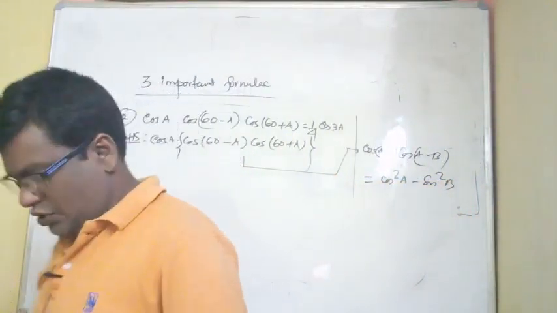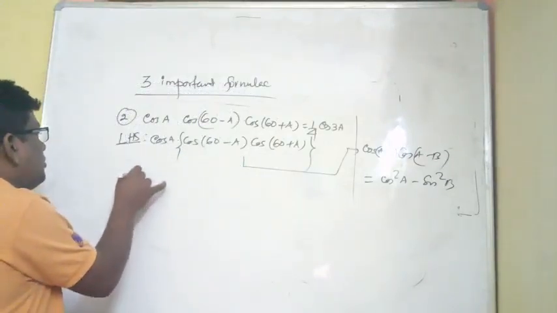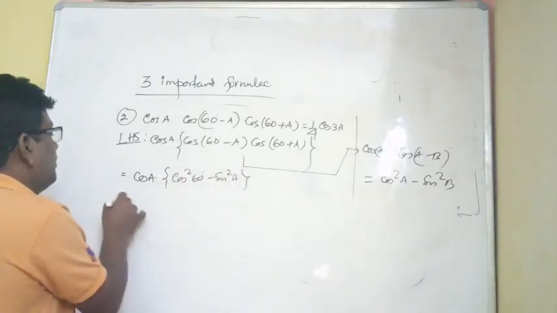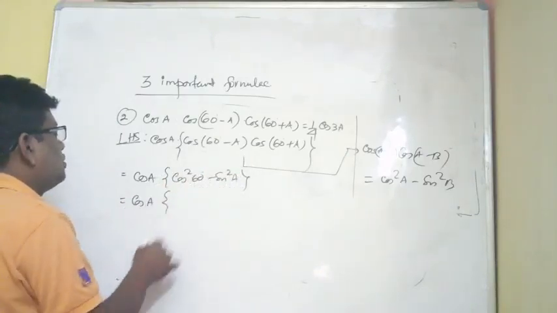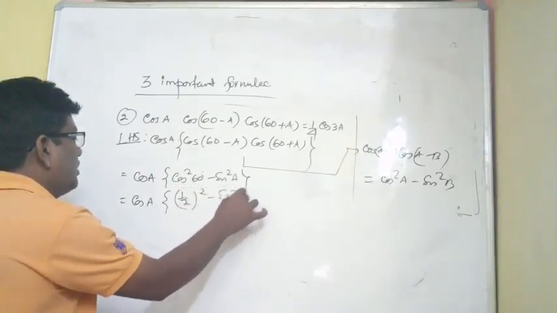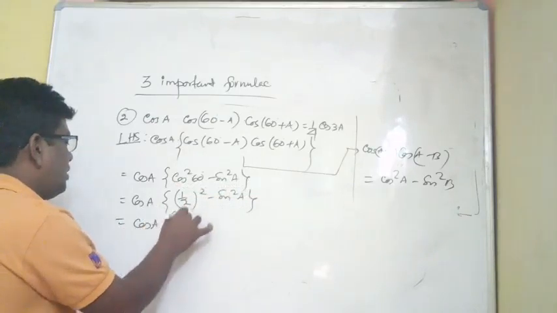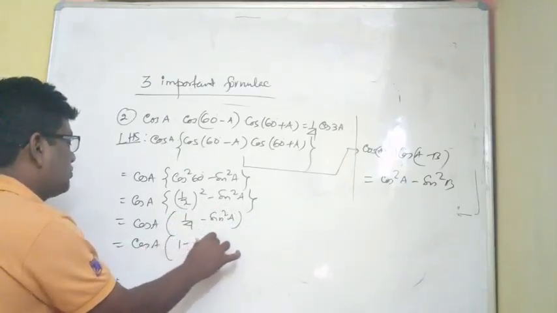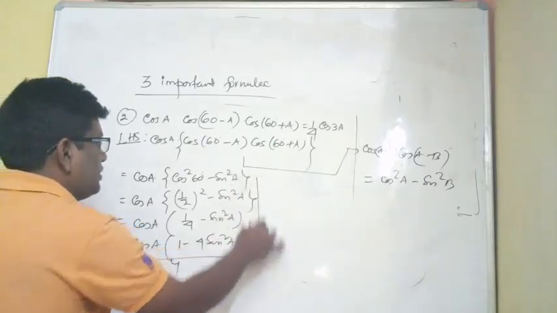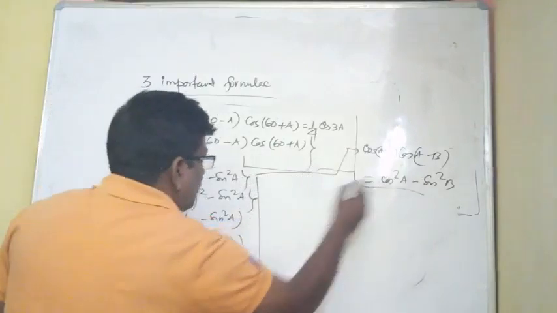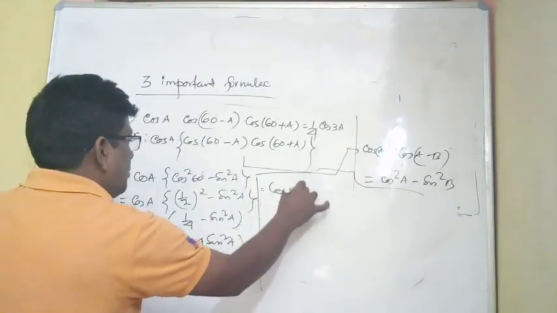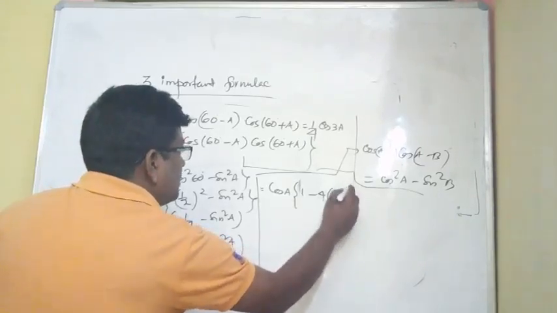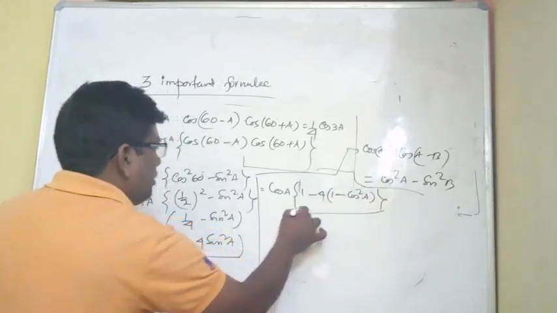This is equal to what? cos² A − sin² B. So this is equal to cos A (cos² 60° − sin² A), and cos 60° means (1/2)², minus sin² A. This is equal to cos A (1/4 − sin² A), which is cos A (1 − 4 sin² A)/4, which is cos A (1 − 4(1 − cos² A))/4.